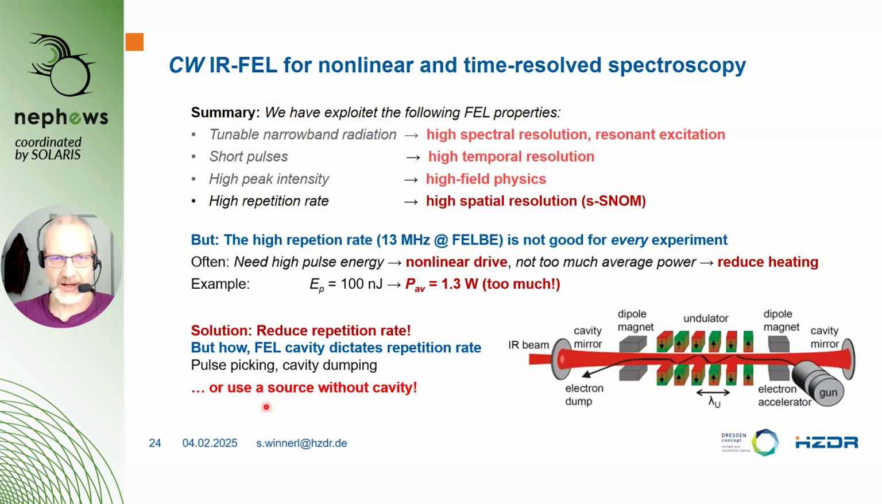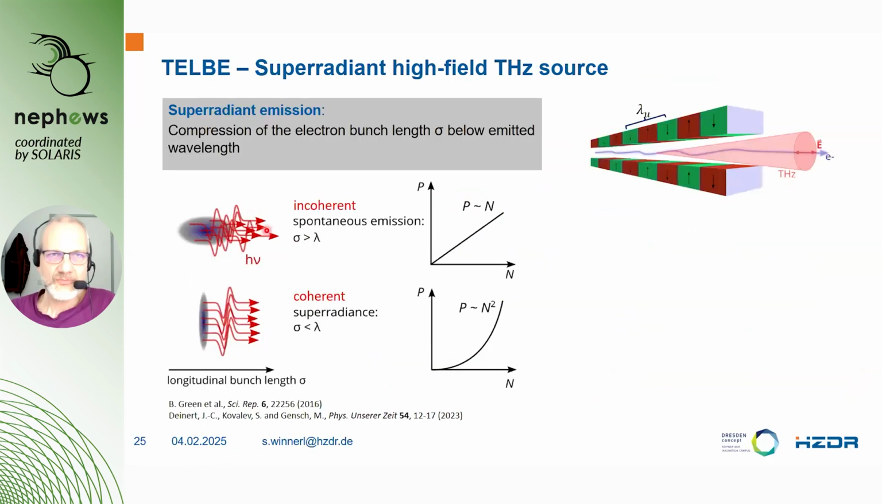This is technically tedious. But there's even a more elegant way. One can have sources that don't have a resonator, and then one is free in the repetition rate. At Dresden-Rossendorf, we have such a source, namely the Telbe terahertz source. It's a superradiant source, so it's just an undulator, no resonator.